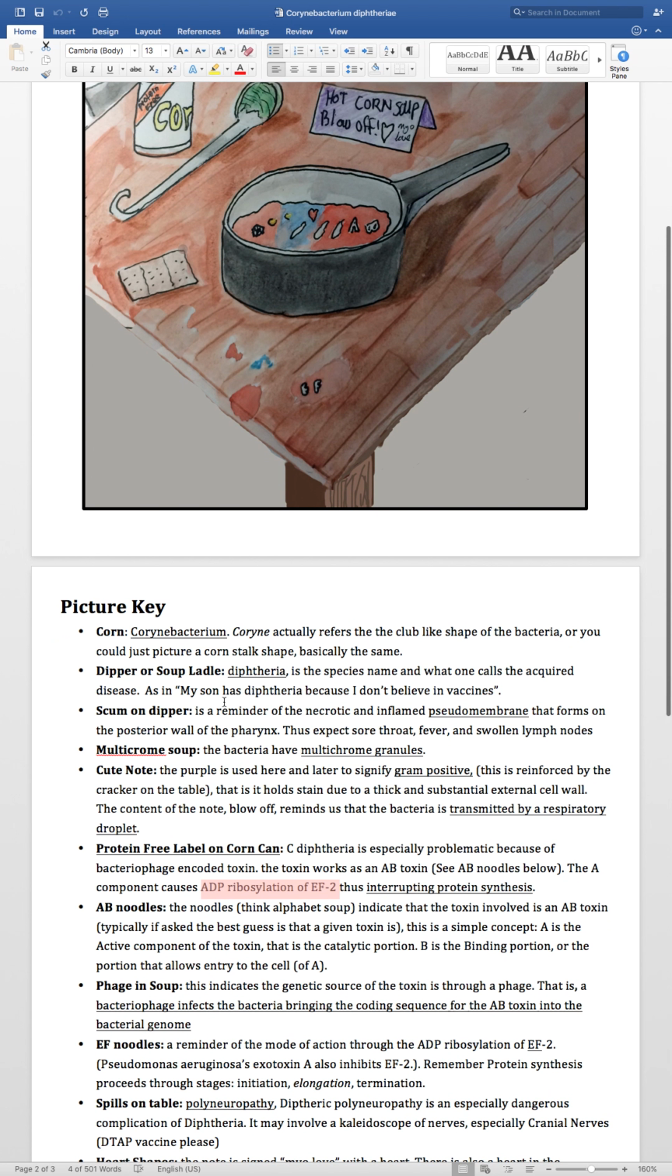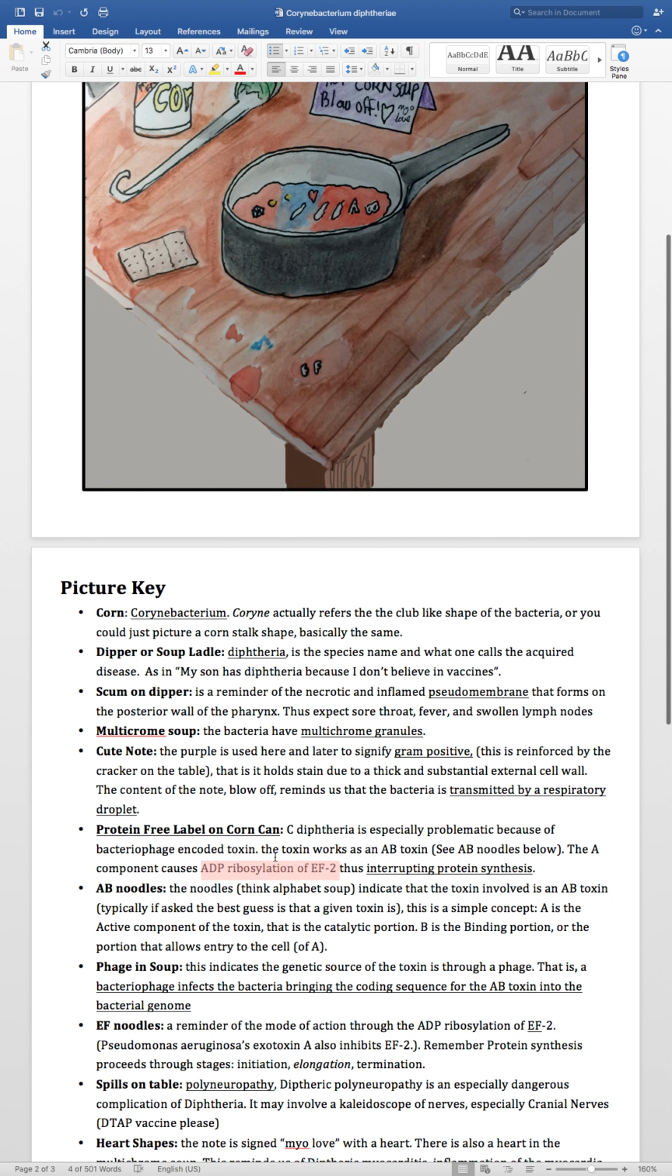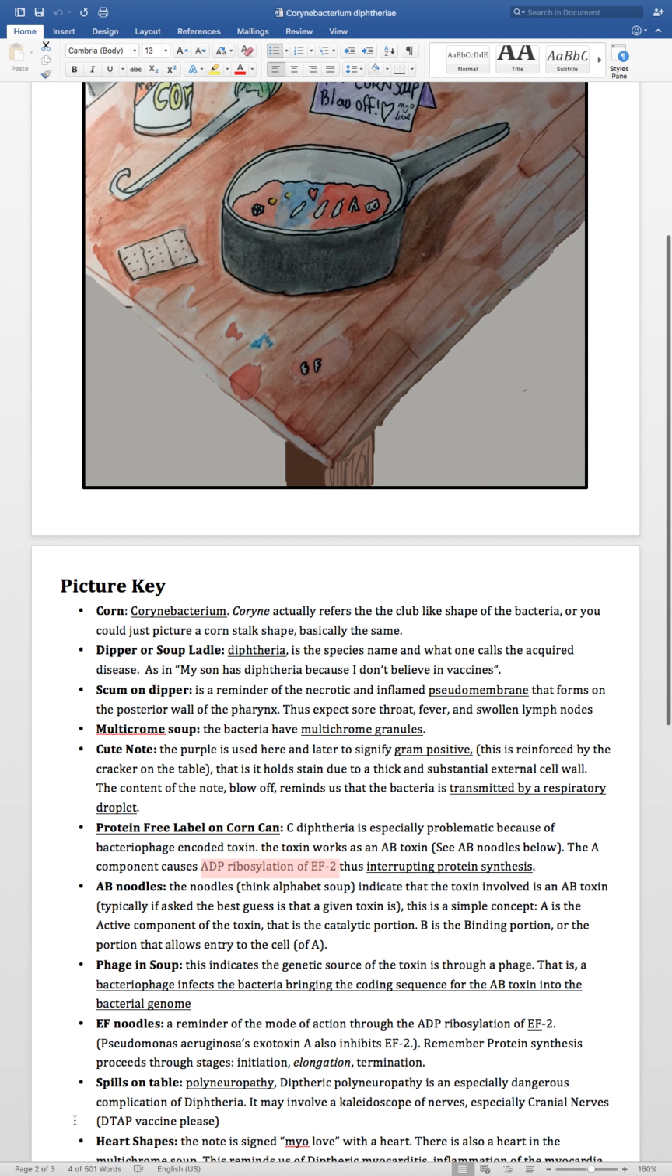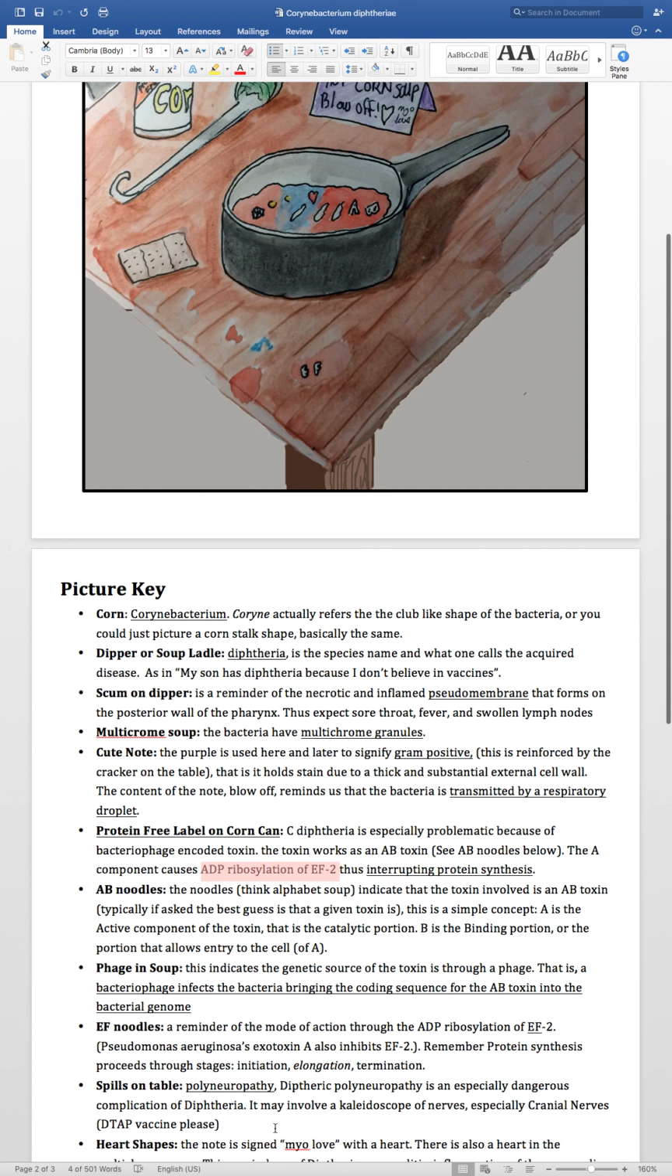The spills on the table remind us of a polyneuropathy. Your loved one does the best that they can to get this done right, but that polyneuropathy just makes him or her a little shaky. And so the polyneuropathy can have a whole range of effects. It can especially affect cranial nerves. Another reason to get that Tdap vaccine, of course.